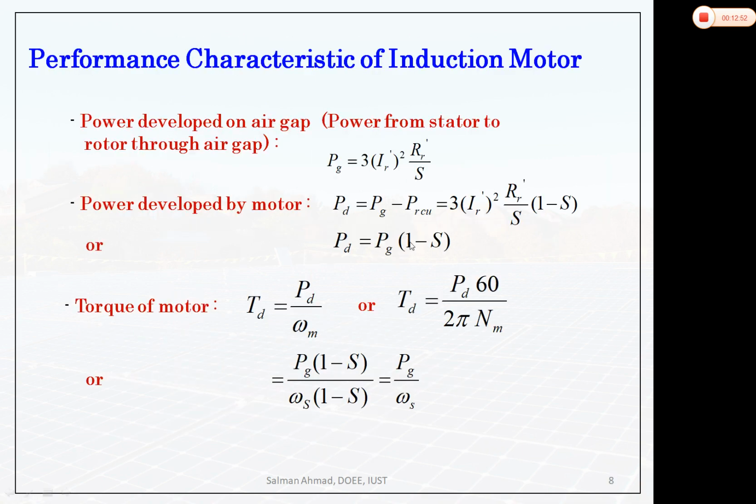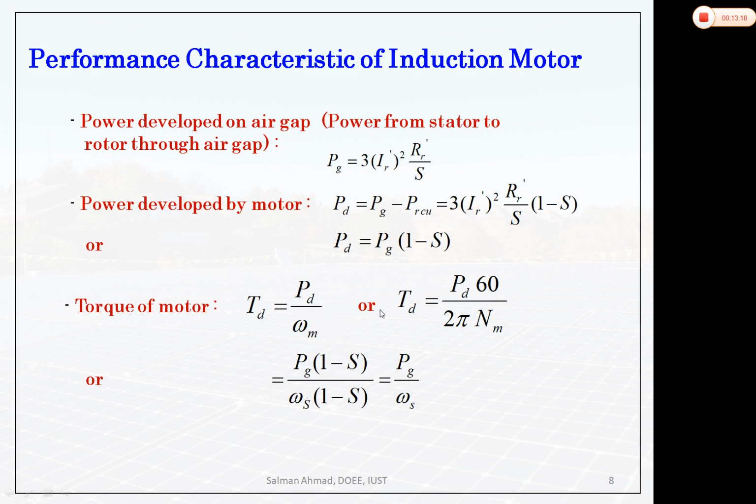So this part you can see from here is 3 IR prime square RR prime upon S. This part I have taken as gap power times (1 minus S). So developed power will be gap power times (1 minus S). Now we can find what the torque from the motor will be. Torque developed from the motor will be power developed by the motor divided by motor speed.